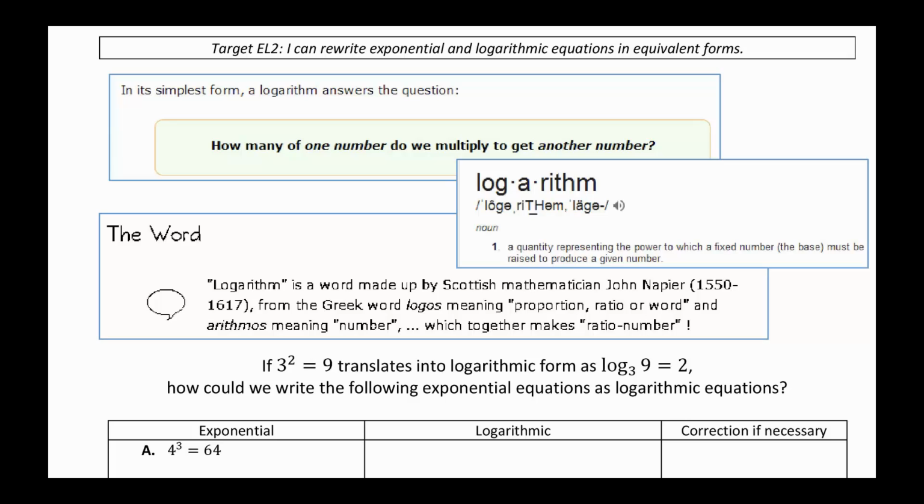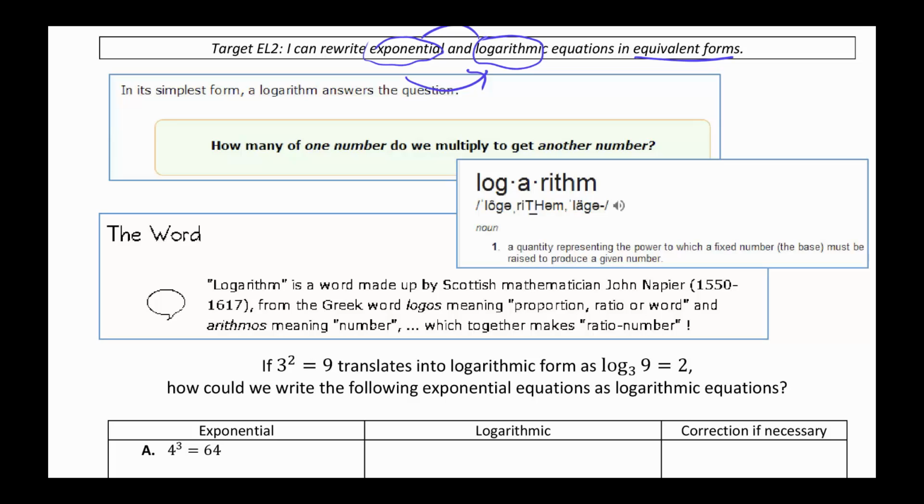And these are the EL2 notes, so exponentials and logarithms, the second target here. What we're trying to be able to get you guys to do is rewrite exponential and logarithmic equations in equivalent forms. That means actually going back and forth from exponents to logs and from logs to exponents. So it's just this big cycle between the two.